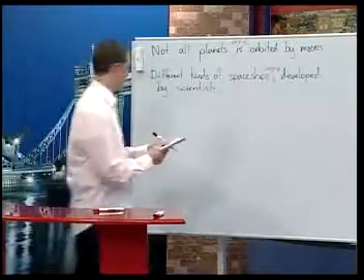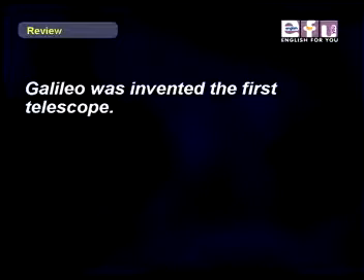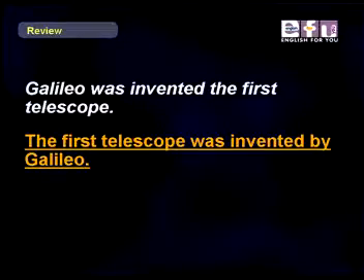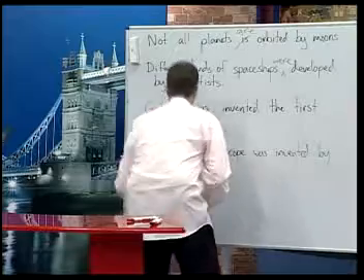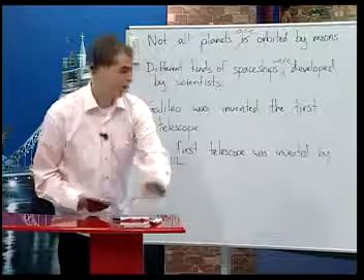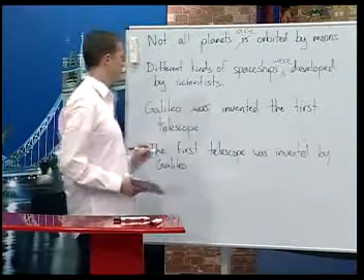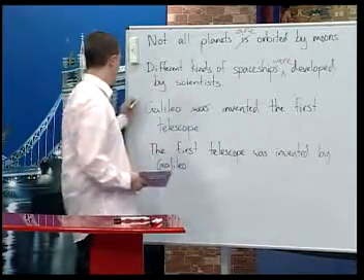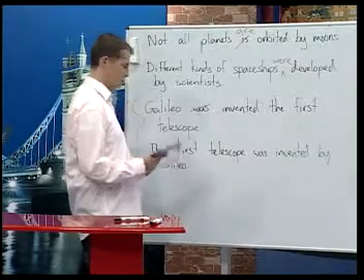Monica, last one. Galileo was invented the first telescope. The first telescope was invented by Galileo. Okay. Or we could say, active sentence, Galileo invented the first telescope. That one's active and this one is passive.